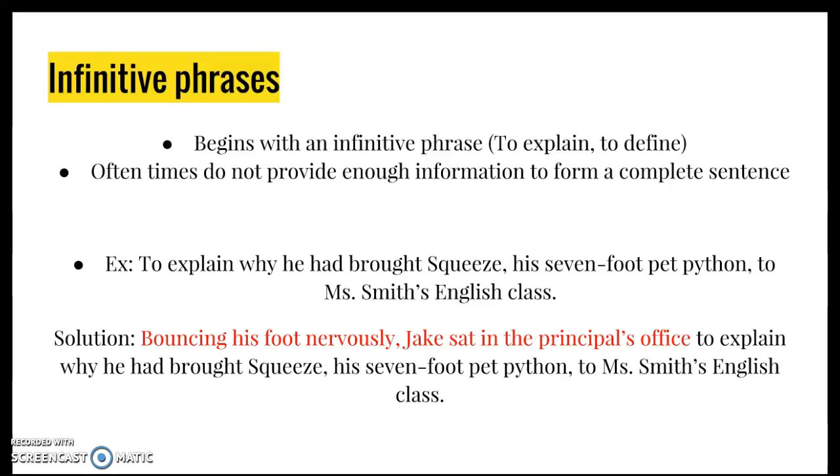Our next phrase is going to be an infinitive phrase, which is a phrase that begins with "to," like to explain or to define. Oftentimes it does not provide enough information to form a complete sentence. So our example is, "to explain why he had brought Squeeze, his 7-foot pet python, to Miss Smith's English class." Our solution would be, "bouncing his foot nervously, Jake sat in the principal's office to explain why he had brought Squeeze, his 7-foot pet python, to Miss Smith's English class."